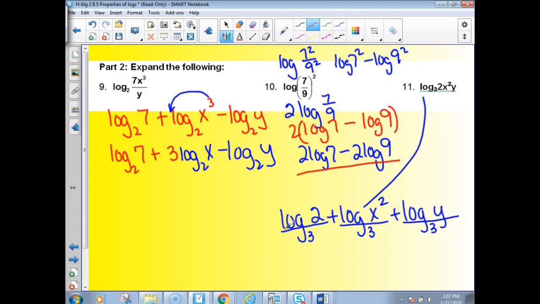Okay. So I don't mean to put this as a division bar, guys. So I'm really going to erase that because it's totally not written correctly at this point. All right. That's the way it should look. All right. Log in base 3 of 2 plus 2 times the log in base 3 of x plus the log in base 3 of y. All right, so that would be your answer.